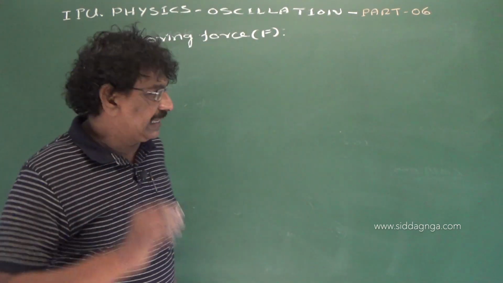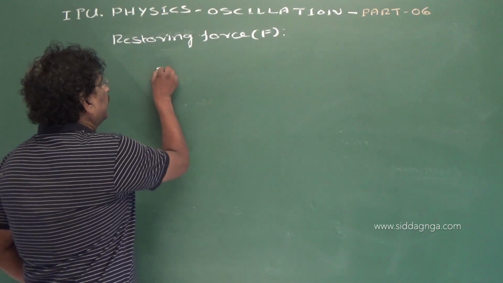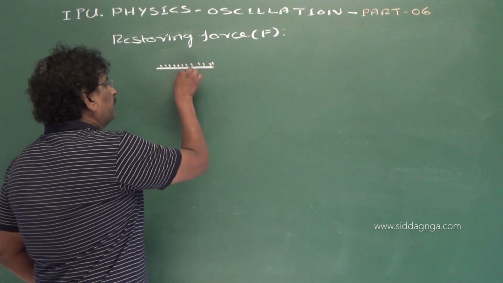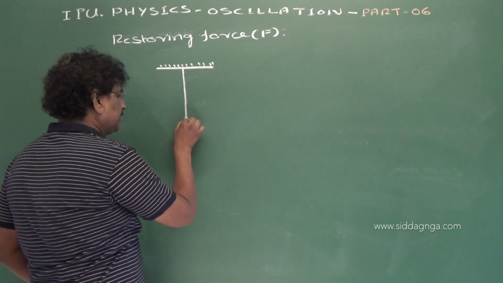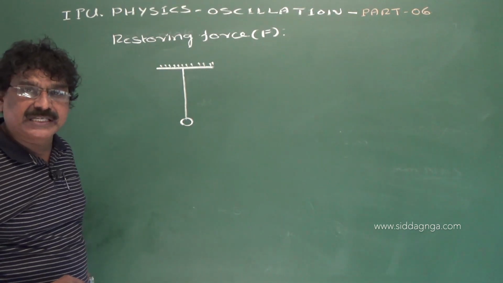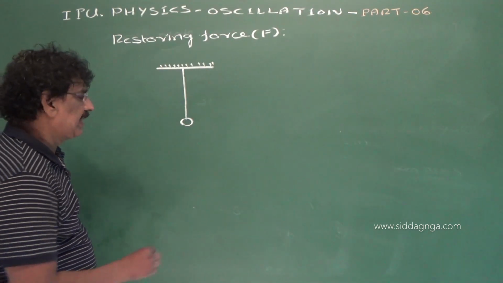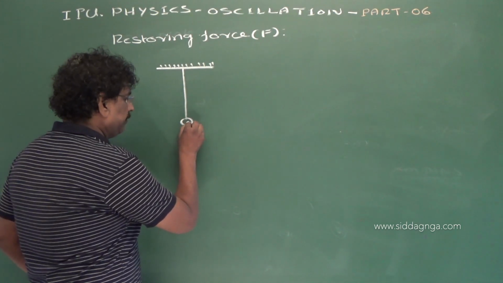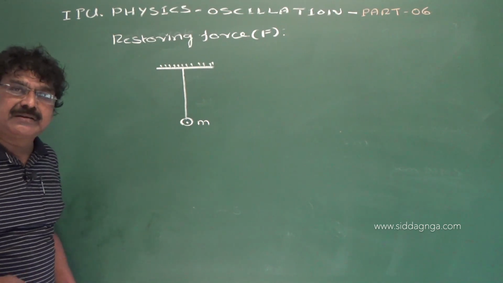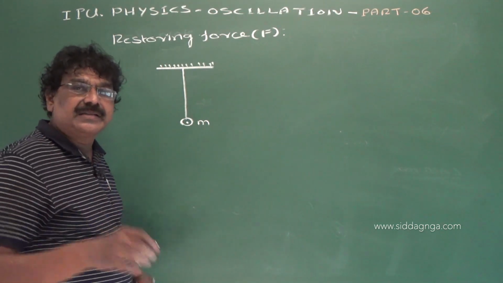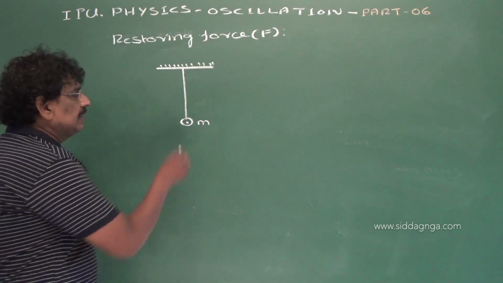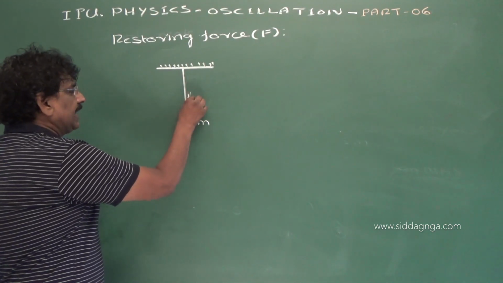Now, let us consider a simple pendulum in its mean position, a bob suspended by means of a string. Let M be the mass of the bob, which is concentrated at its center of gravity, that is the geometrical center of the spherical bob. This is the length L of the string.